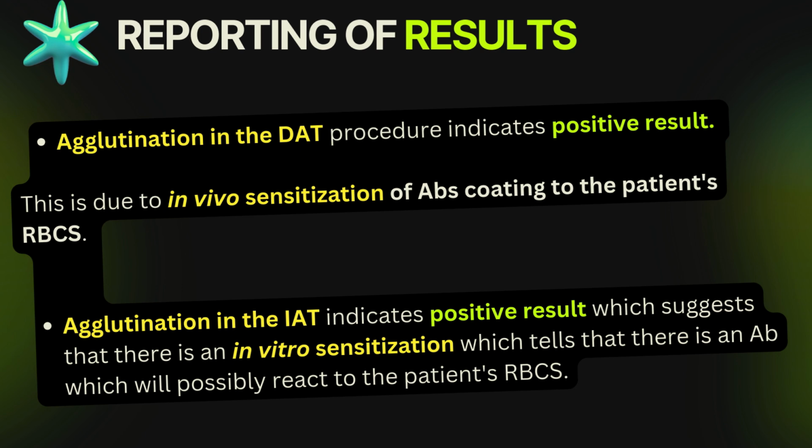But in contrast, for IAT, agglutination also indicates a positive result, suggesting in vitro sensitization. So this tells us that there's an antibody that could potentially react with the patient's RBCs when the test is performed outside the body. So these results are crucial as they help us understand how antibodies interact with RBCs in different environments, guiding us in the appropriate clinical decisions.